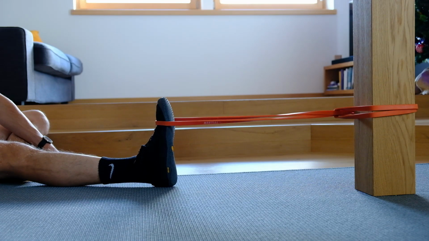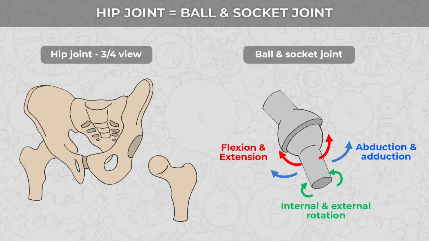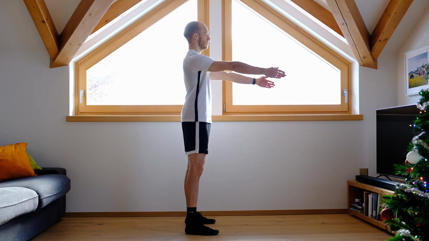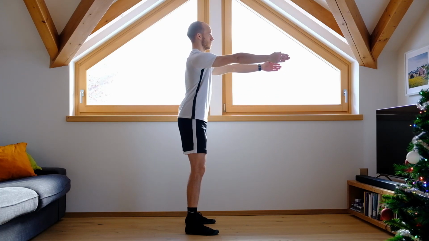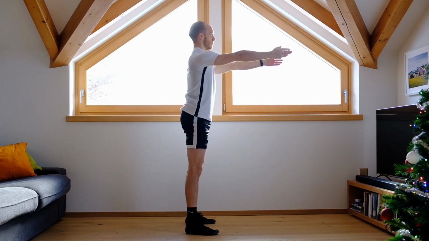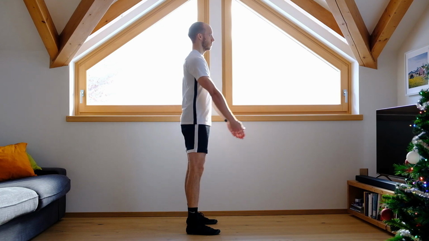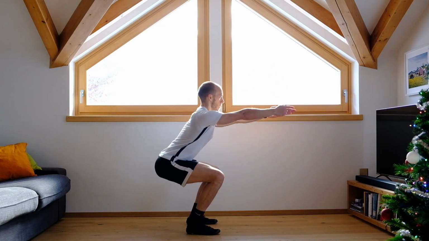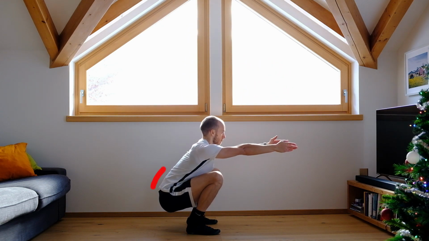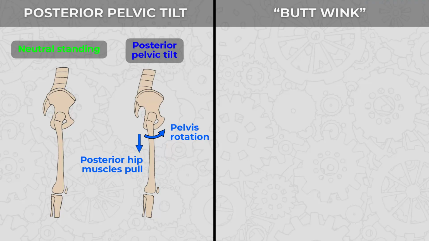The second joint we have to look at to improve the mobility for the squat is the hip joint. The correct execution of a deep squat requires a large amount of hip flexion without losing the natural curve in the lumbar spine. However, it may happen to flex the lumbar spine at the bottom of a deep squat, and this rounding of the spine is called buttwink.